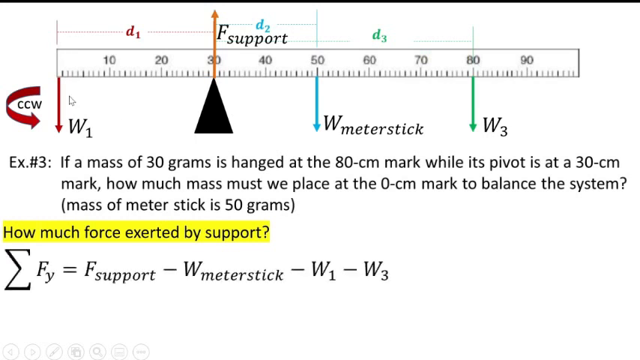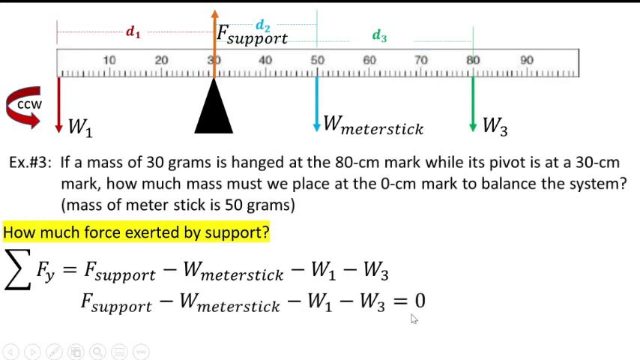And since these 4 forces are all along Y, the summation of forces is equal to F support, which is positive, minus the weight of the meter stick, which is negative because it's downward, minus the weight of M1, the unknown mass, minus weight 3, the added mass. We equate this to 0 because it follows the first condition of equilibrium. By moving all the weights to the other side, F support is equal to the weight of the meter stick plus weight 1 plus weight 3.